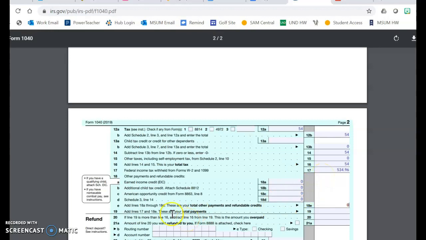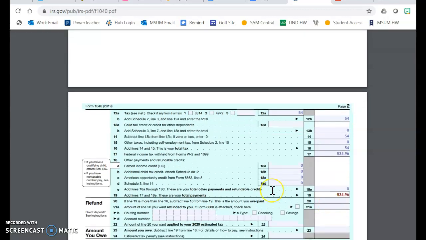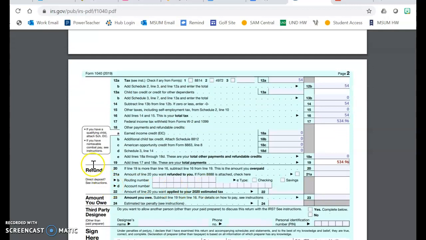For 19, it says add lines 17 and 18E. So 17 and 18E, so $534.96 plus nothing is $534.96. So at this point, we are virtually done. Now we have to determine if we have a refund or you owe a certain amount. So it says if line 19, so $534.96, is more than line 16, which was this $54, then subtract line 16 from 19, and this is the amount you overpaid.